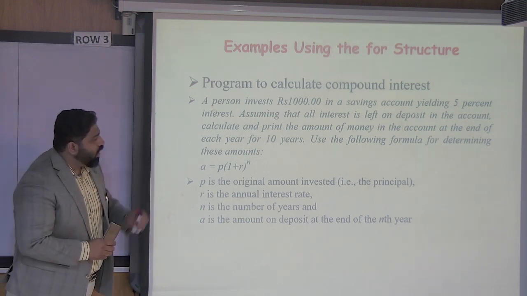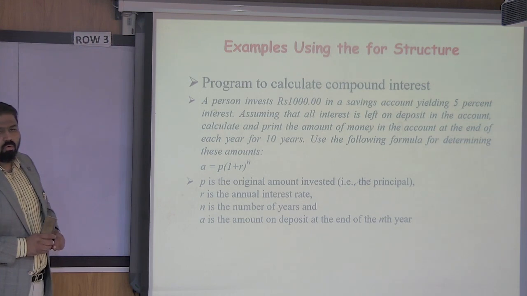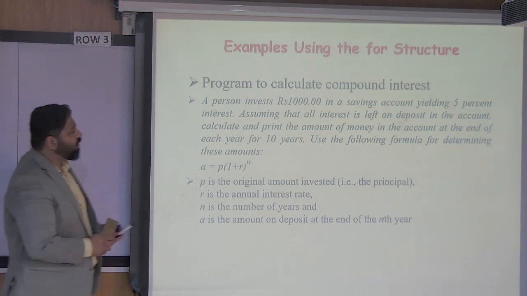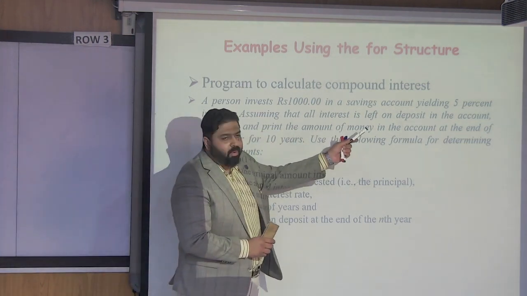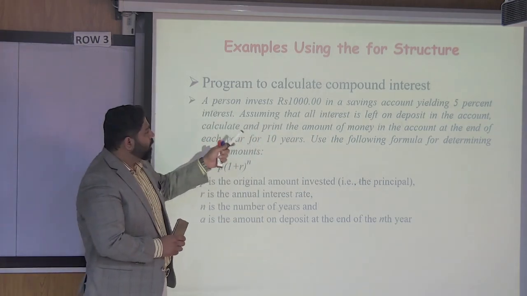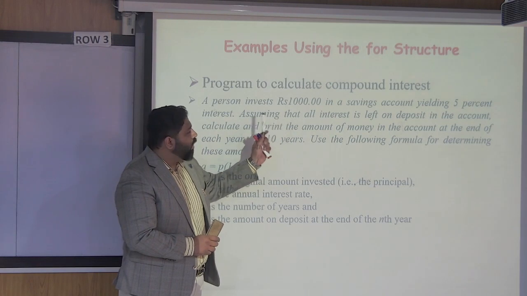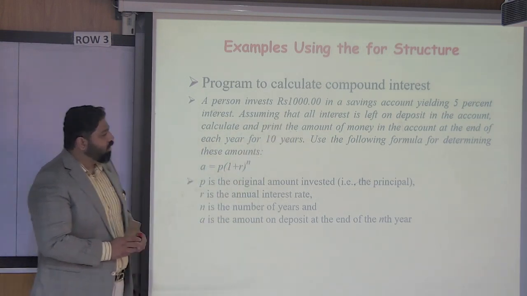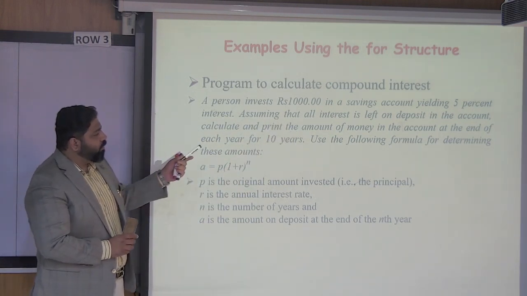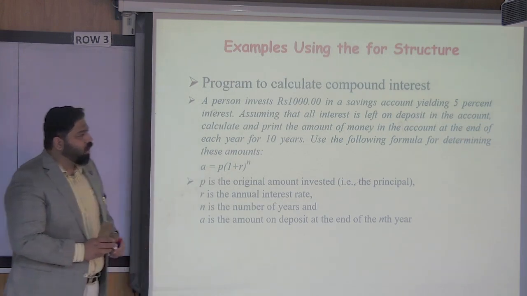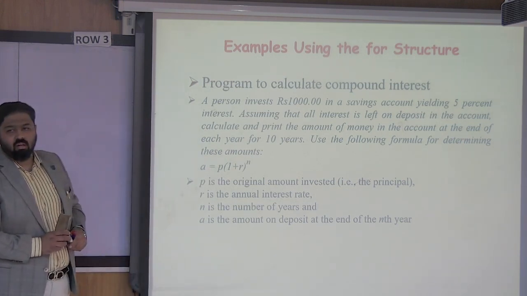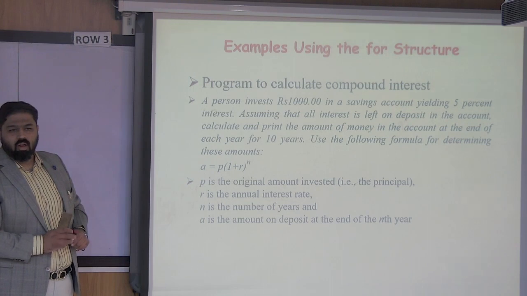So assuming that all interest is left on deposit in the account, this was the initial deposit. 5% is the interest rate. No debit or credit in the account. All the interest is left on the deposit in the account. Calculate and print the amount of money in the account at the end of each year for 10 years.